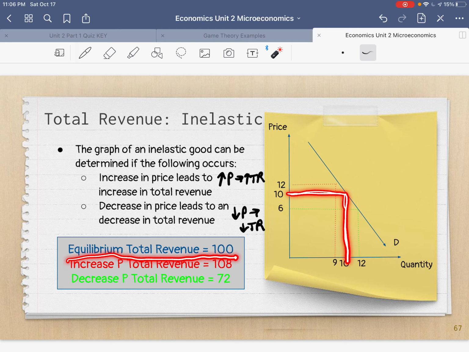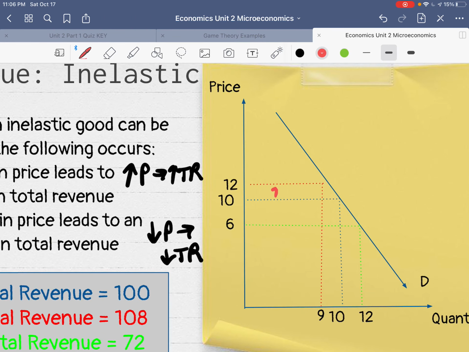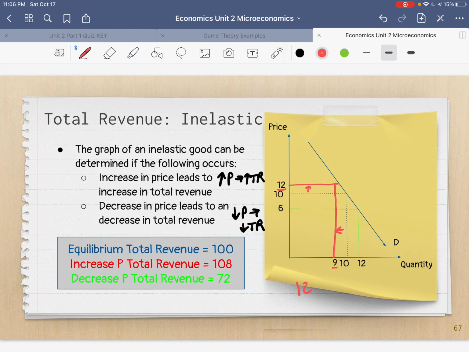Let's see what happens when we increase price. I'm going to do it over top in red. Let me increase the price here. I made it 12. And again, I'll always give you those numbers. Go over and down, and quantity decreased to 9. So 12 times 9, price times quantity, equals 108. From my equilibrium, 10 times 10, to my new price of 12 times 9, from 100 to 108 was an increase. So I know that this graph is inelastic because an increase in price led to an increase in total revenue.